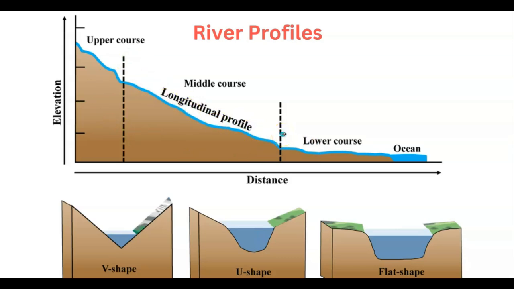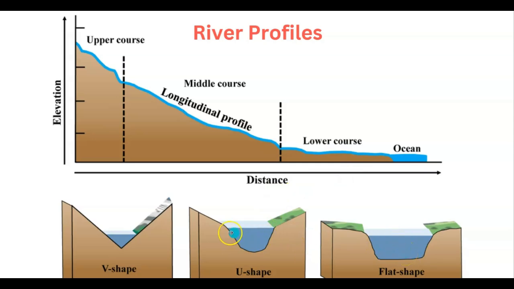Okay. Then let's have a look at the cross profile of the river. Where the gradient is steepest, in the upper course, there is greater vertical erosion. So more vertical erosion will occur here, and the cross section will be steep, deep, and narrow. Where the gradient is gradual, for example here and here, the side profile will be wider and also shallower.